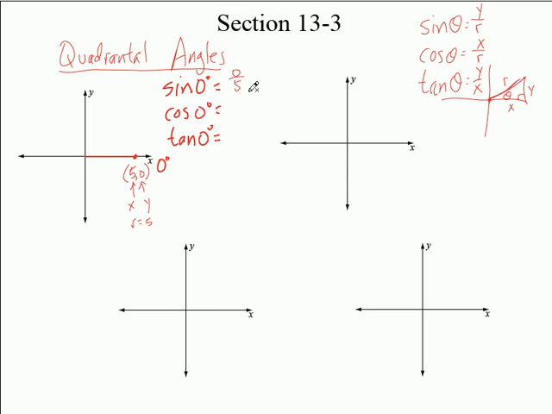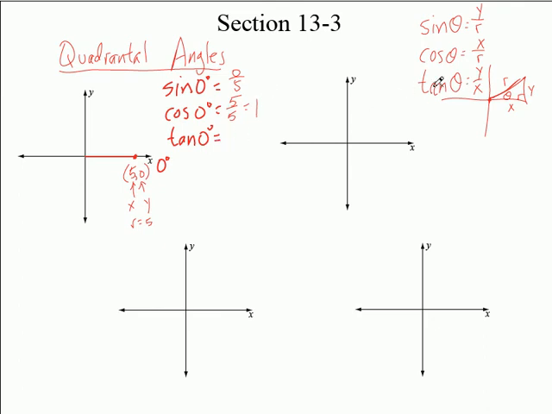What about the cosine? The cosine is x over r. So x is 5 over r, which is 5. 5 over 5 is 1. So the cosine of 0 is 1. Who's got a calculator? Punch those in. See if it works. What about the tangent?